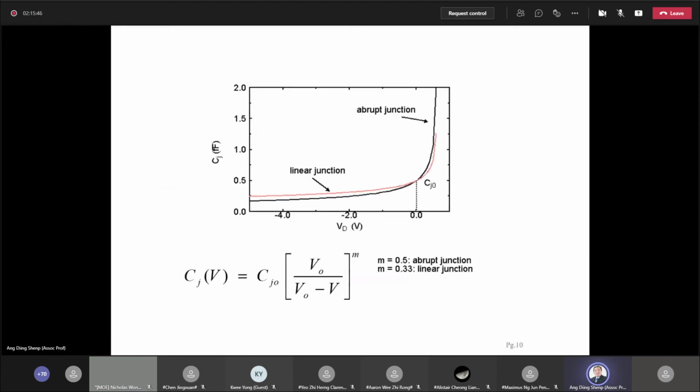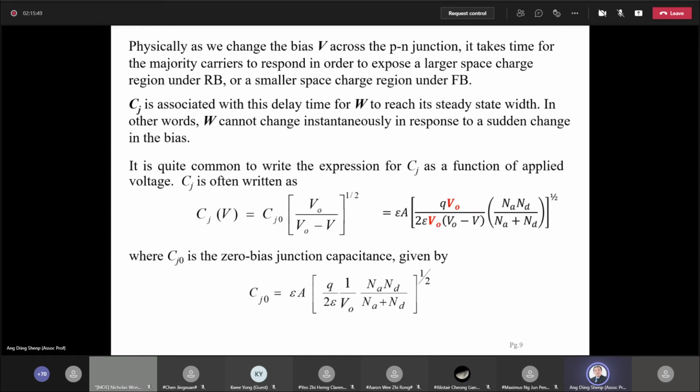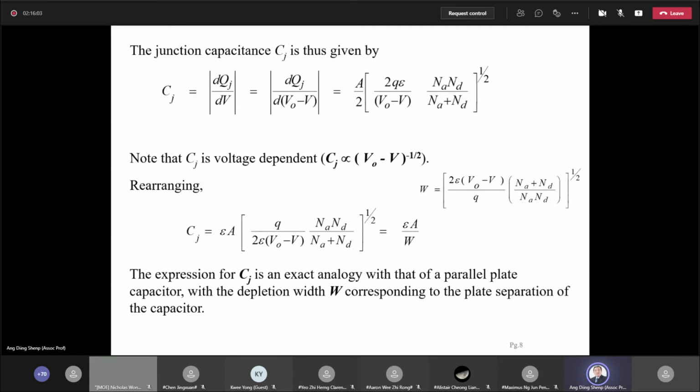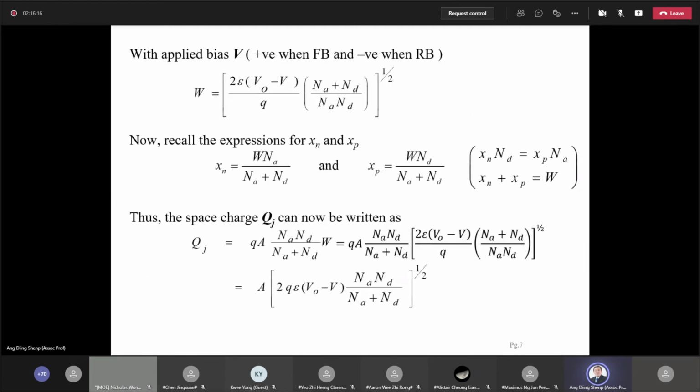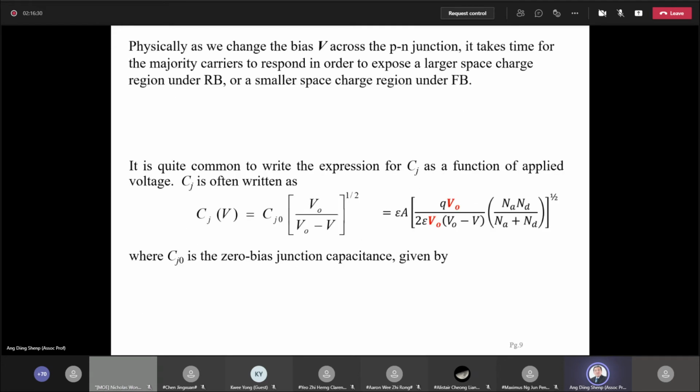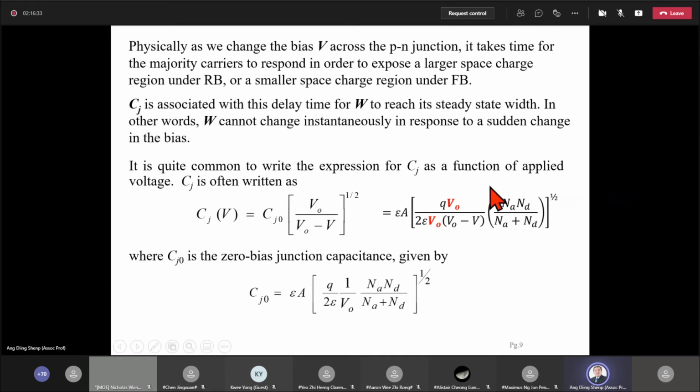At this point, just to highlight that the derivation for the junction capacitance assumes an abrupt junction. Why? Because of the expression that we use for W. Remember, this expression for W only applies to an abrupt p-n junction, and this is used in obtaining the expression for the space charge stored Qj. So strictly speaking, the expression that you obtain here for Cj only applies for an abrupt p-n junction.